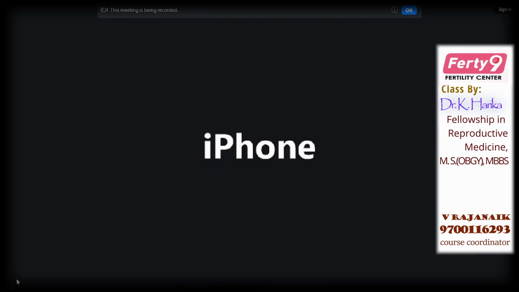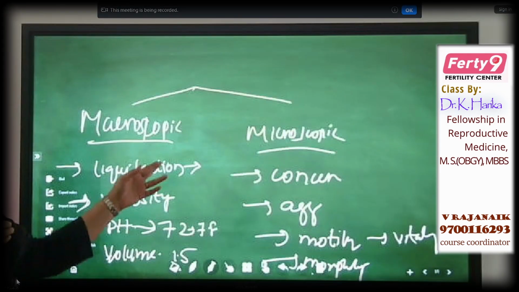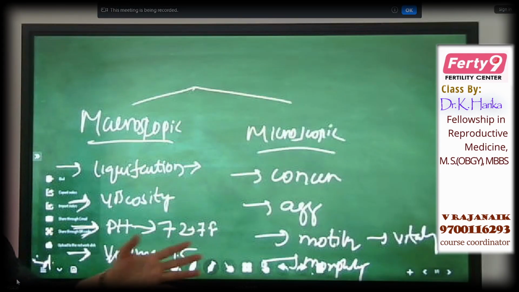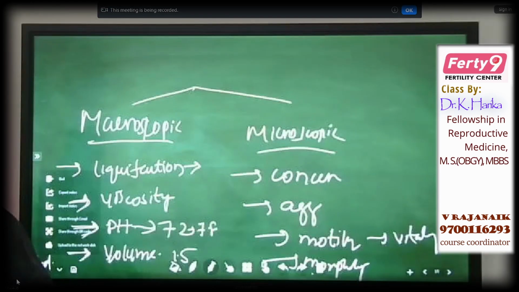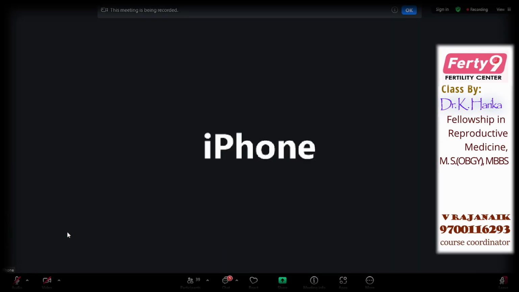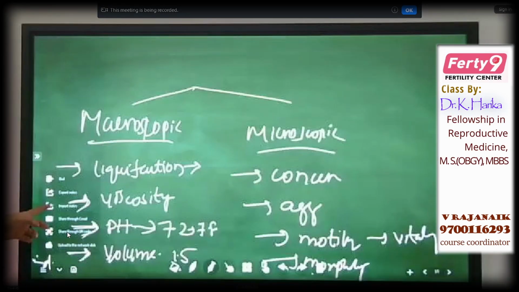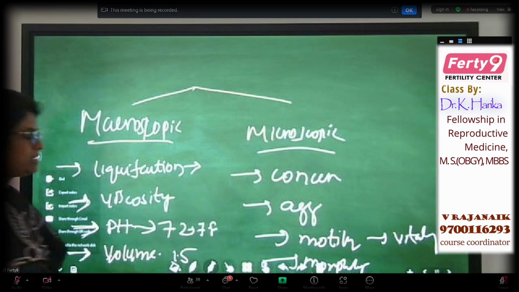Whenever we see the semen analysis, we concentrate mainly on the microscopic features: what is the concentration, what is the motility, vitality, and what is the morphology. But this is also important: we have to see whether the volume is normal, whether the pH is normal, and what the liquefaction time is. Is it clear till now?